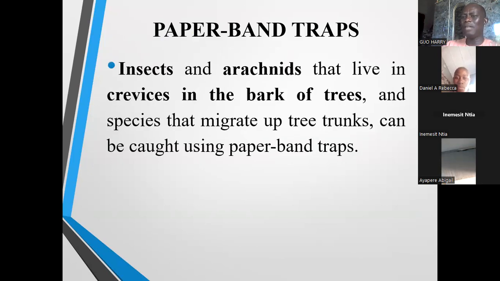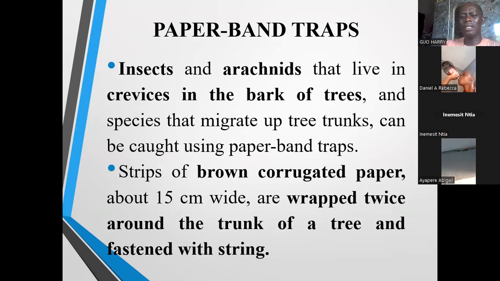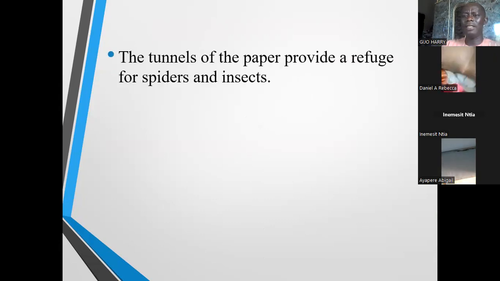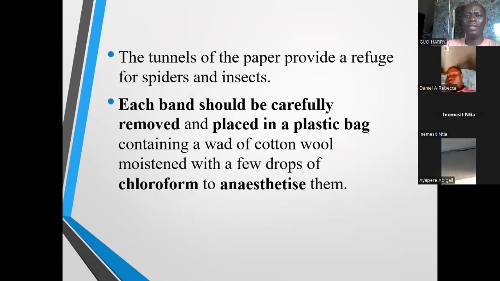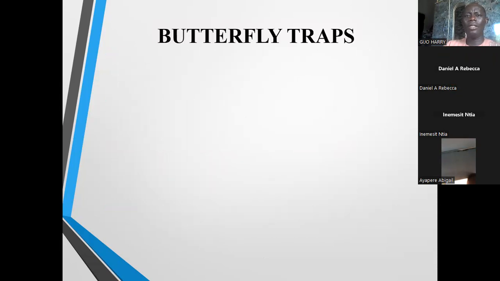Then we also have the paper band trap, the use of corrugated substances that are wrapped on the crevices of plants and trees, that trap insects that hide in these crevices. They see these artificial crevices as a home, and then you harvest by removing those corrugated papers and putting them in a paper bag or a poly bag, and you later harvest them with a white tray or so. Then you also have another trap called the butterfly trap.